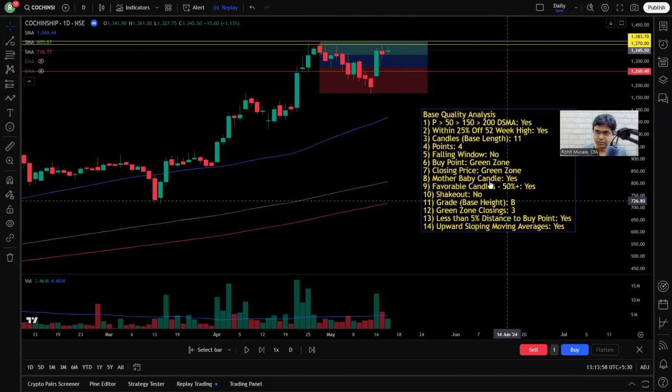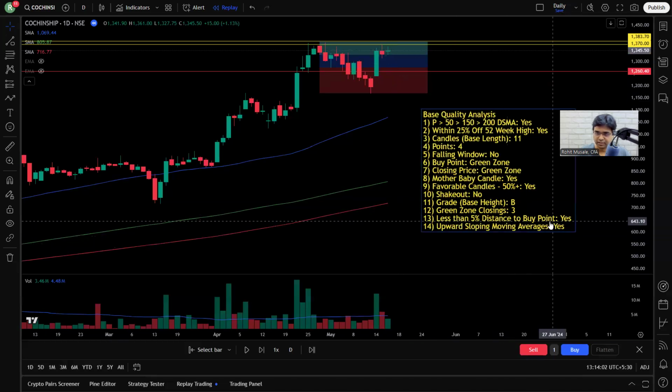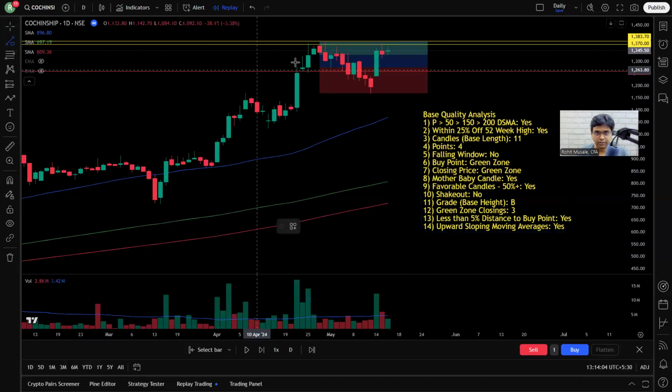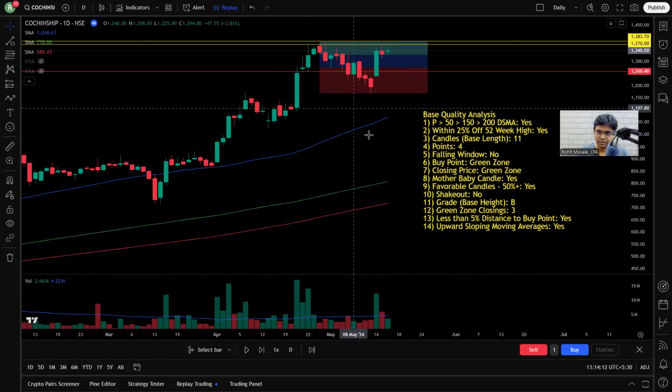Green zone closings, three candles closing inside the green zone, fantastic. Less than 5% distance to buy point. So from closing to buy point, it's 2%. Fantastic, very tight base. Upward sloping moving averages, yes.